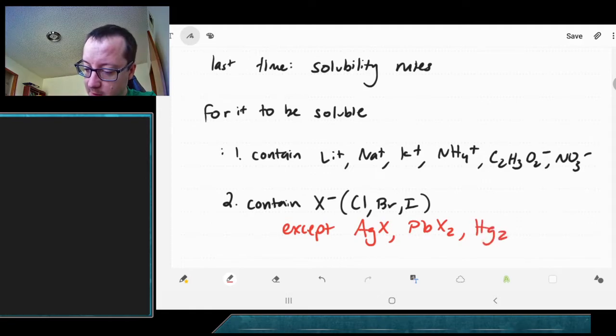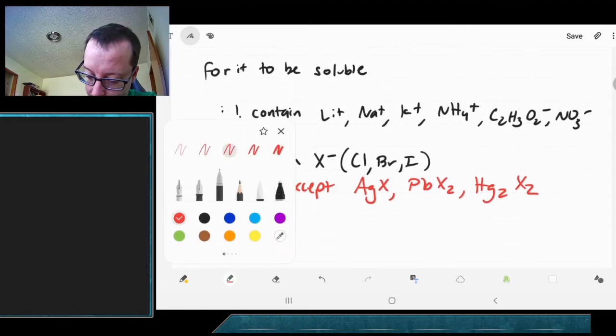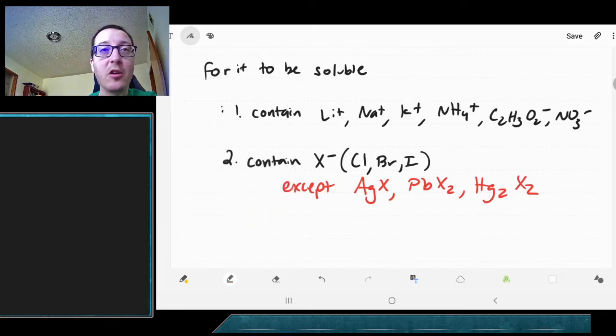We had silver, lead, and mercury as exceptions here. Remember, X can be any of those three, whatever it happens to be. And remember that those are going to be insoluble if they are in red there. So silver, lead, and mercury halides are insoluble, whereas every other halide, cobalt chloride, iron chloride, bismuth chloride, whatever, come up with some random metals, put those with those anions, they'll be soluble.